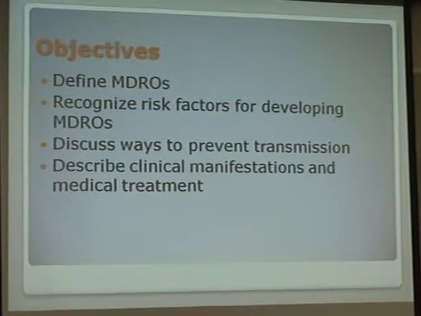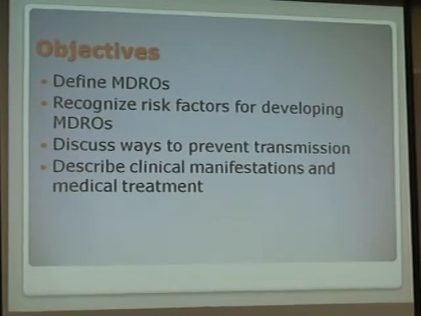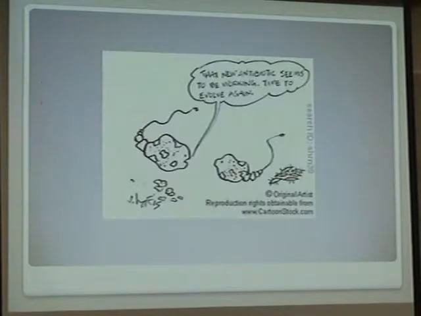We're going to talk about, when we say MDROs, what does that mean and what exactly are we talking about? How do we recognize risk factors for developing MDROs, which is multi-drug resistant organisms? How do we prevent transmission? And then what are some of these, and how do we treat them?